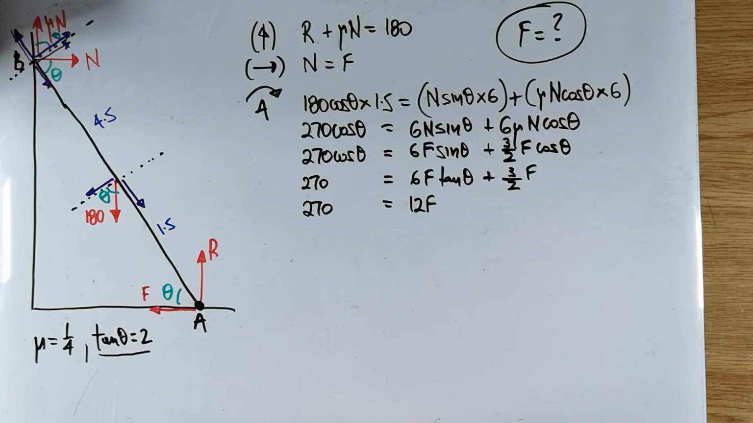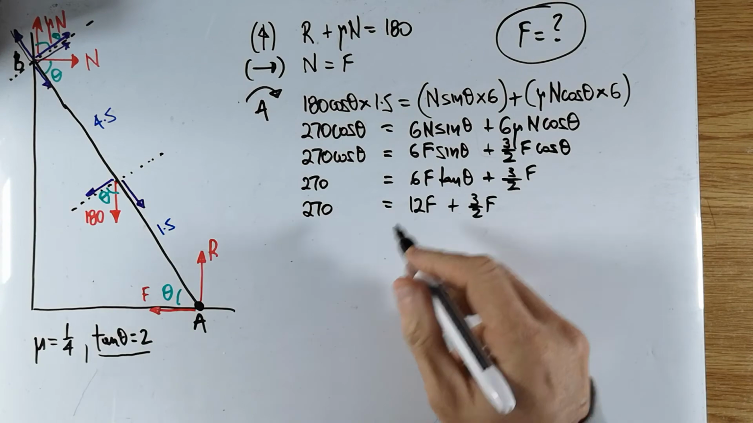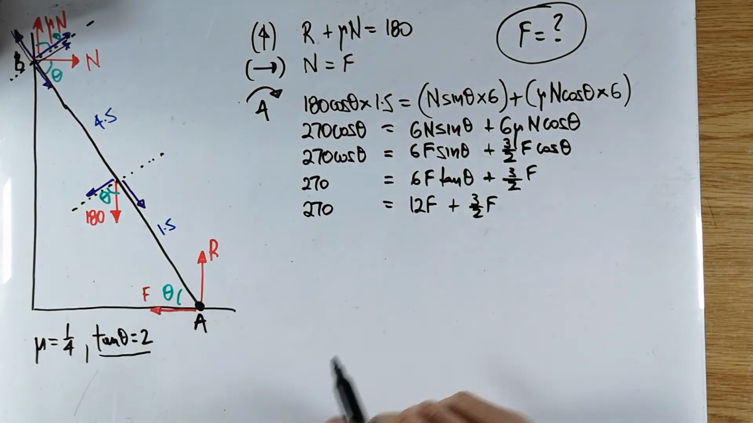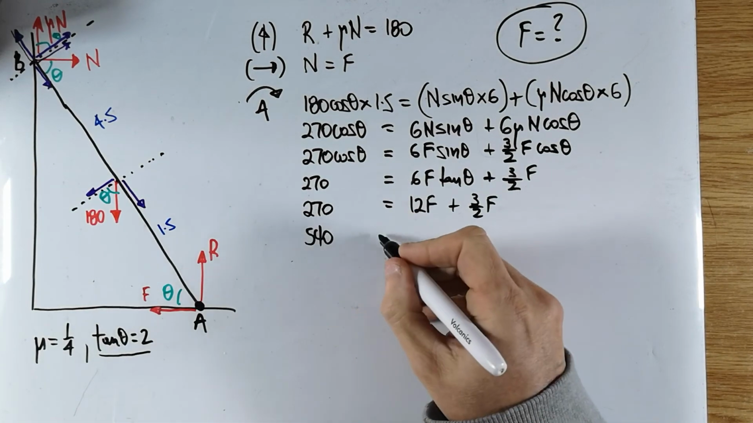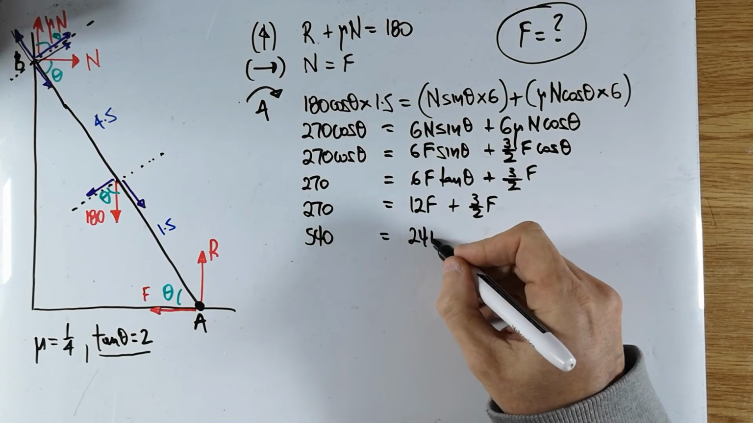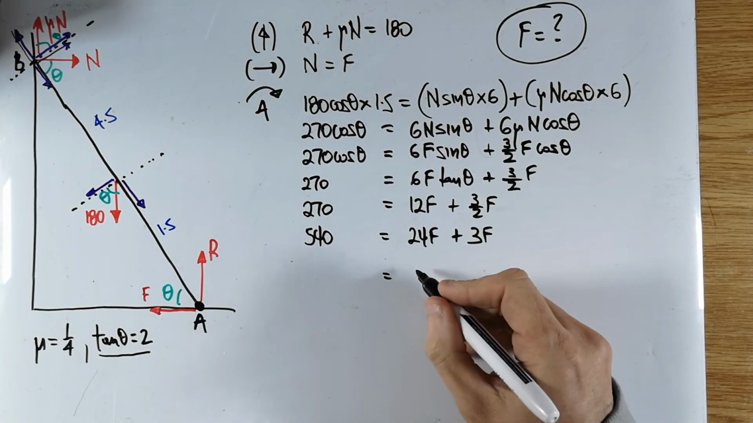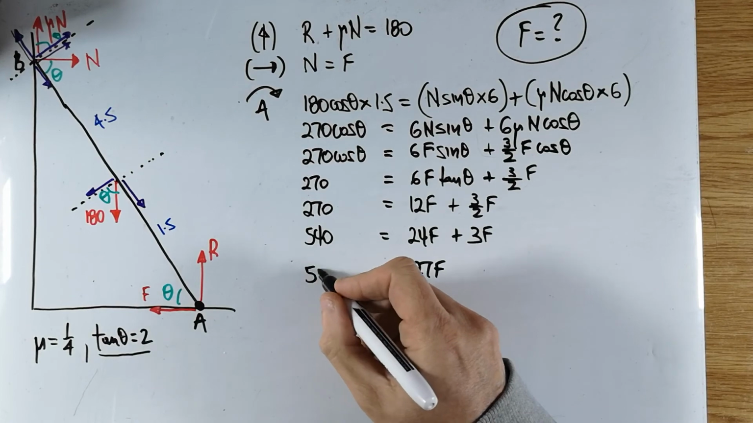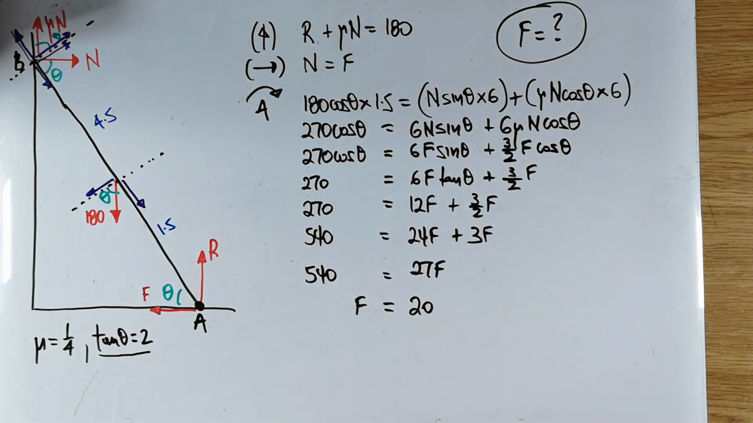12f in there, plus 3 over 2 f. You can just put together the 12 and the 3.2, and then divide the 270 by that. I don't have a calculator, so instead I'm going to double my equation very quickly. So 540, you don't have to do that, just use your calculator, of course. Double that is 24f plus 3f. It makes it a lot nicer to deal with. That's 27 lots of f is equal to 540. And now I can see that f in this particular case is exactly 20.